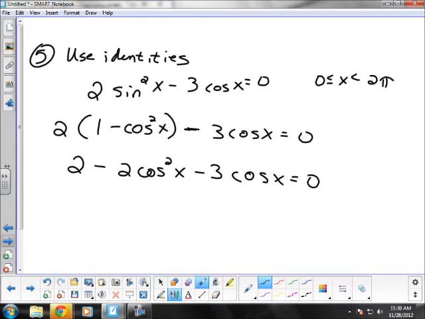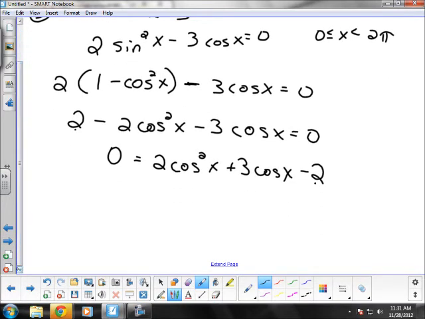So if we put it in descending order and put it all on the other side, I get 0 is equal to 2 times the cosine squared of x plus 3 times the cosine of x minus 2. I don't ever like my leading term to be negative, so why would that 0 be a 2? Okay. All right.